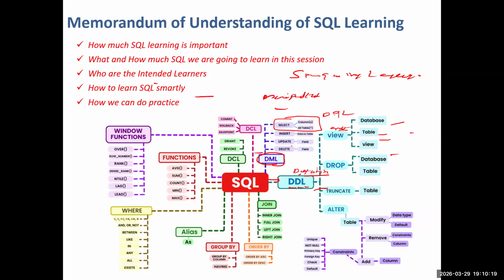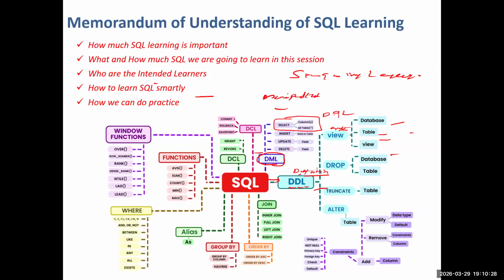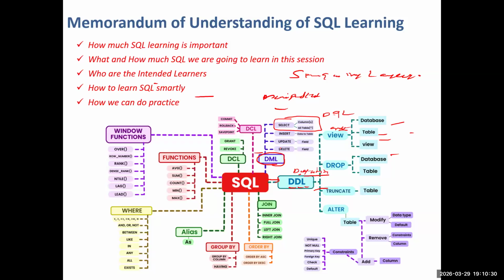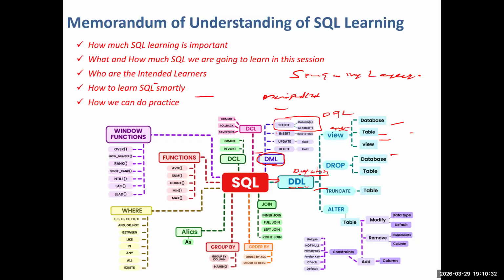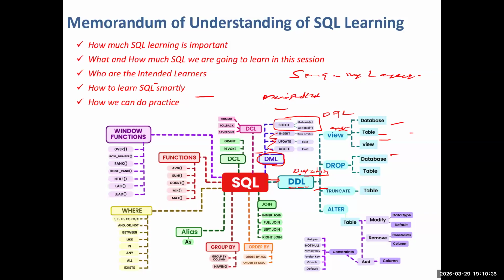Insert, update, delete. Insert means adding a new record. Update, you are changing the data. And delete, you are removing the record. Insert, update, delete: all three operations you can consider as DML, data manipulation language. You are playing with the data.